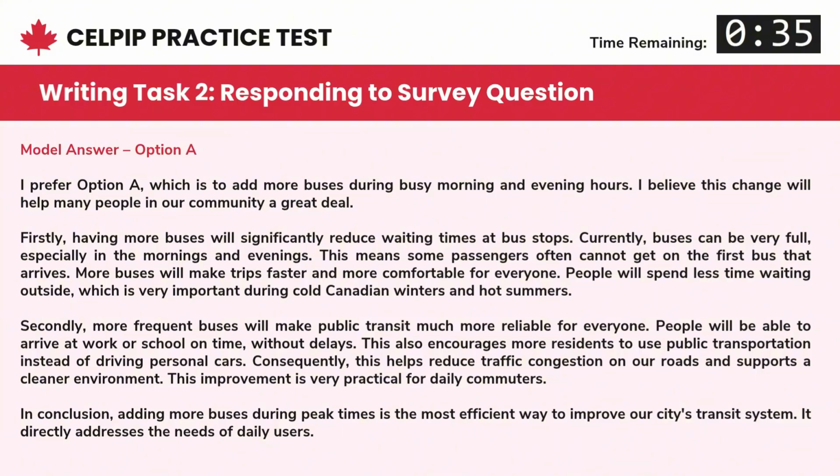The writer uses simple but effective linking words like firstly, secondly, and consequently. These words help to connect the ideas smoothly throughout the answer. Two useful vocabulary words are efficient and commuters. Efficient means doing something well without wasting time or resources. Commuters refers to people who travel regularly between home and work or school.